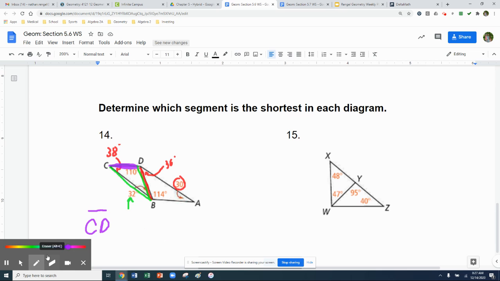All right, any others from section 5.6, number 14?